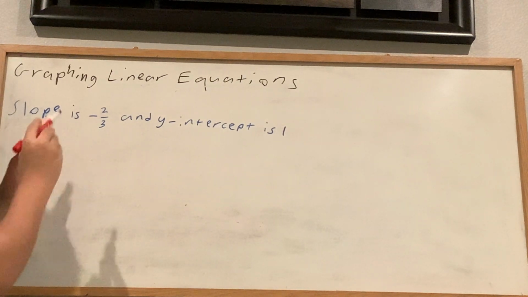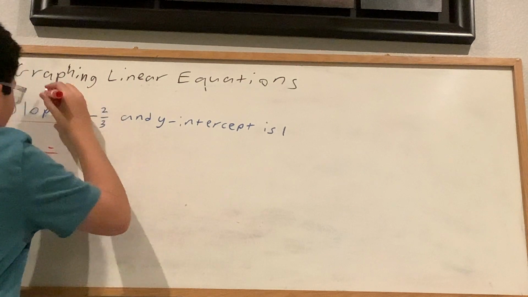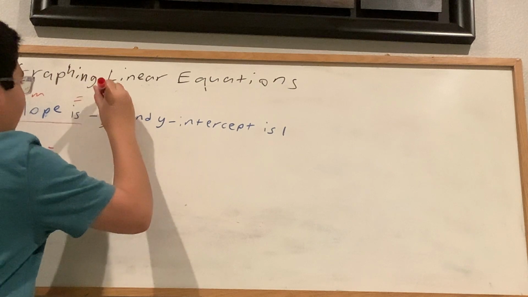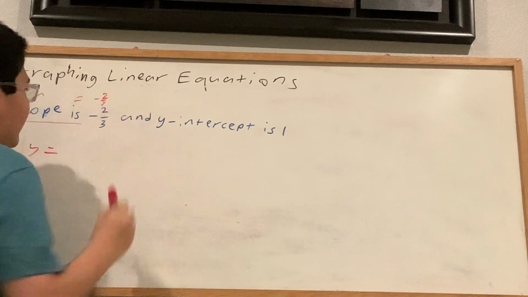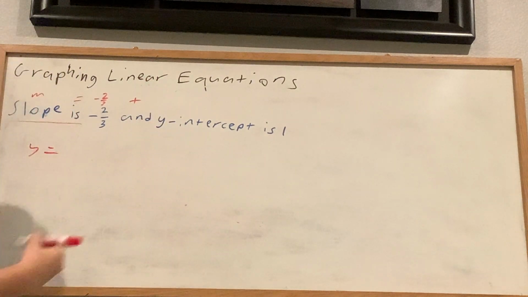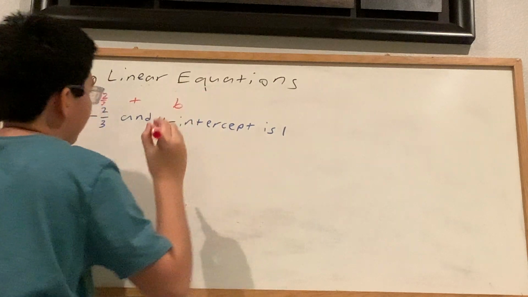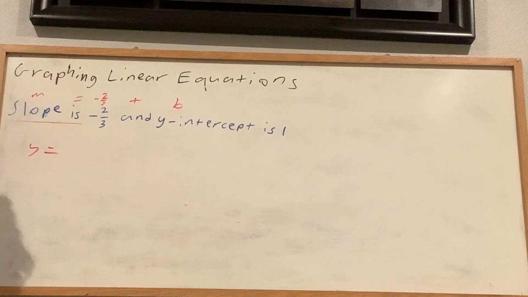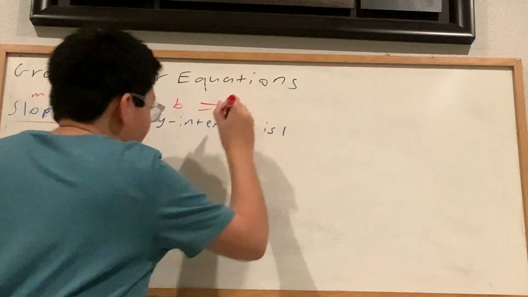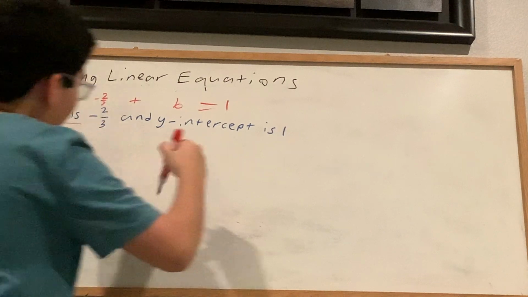Now we have the -2/3, and the slope is m, so m equals -2/3, and the y-intercept b equals 1. Now we can put it all together. We have all our information. m equals -2/3 and b equals 1.